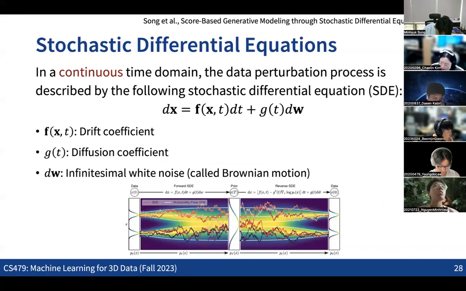Also, if we make the time step go to infinity, having an infinite number of time steps, then we are running all this process in the continuous time domain. We're not going to get into all the details here, but this process is the same as running a stochastic differential equation. So you can model all this process in the continuous domain with this equation, and this becomes the forward process where we gradually add noise.